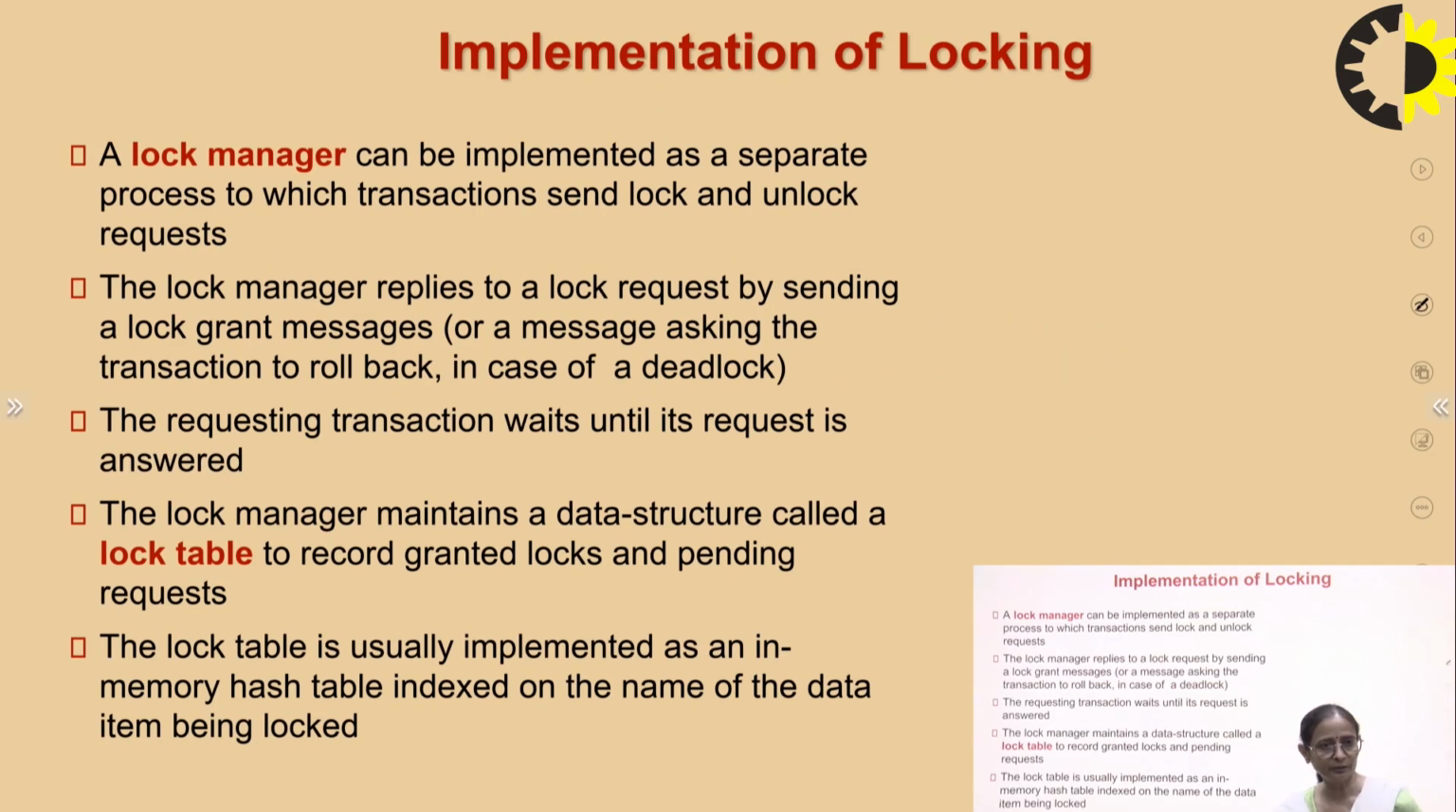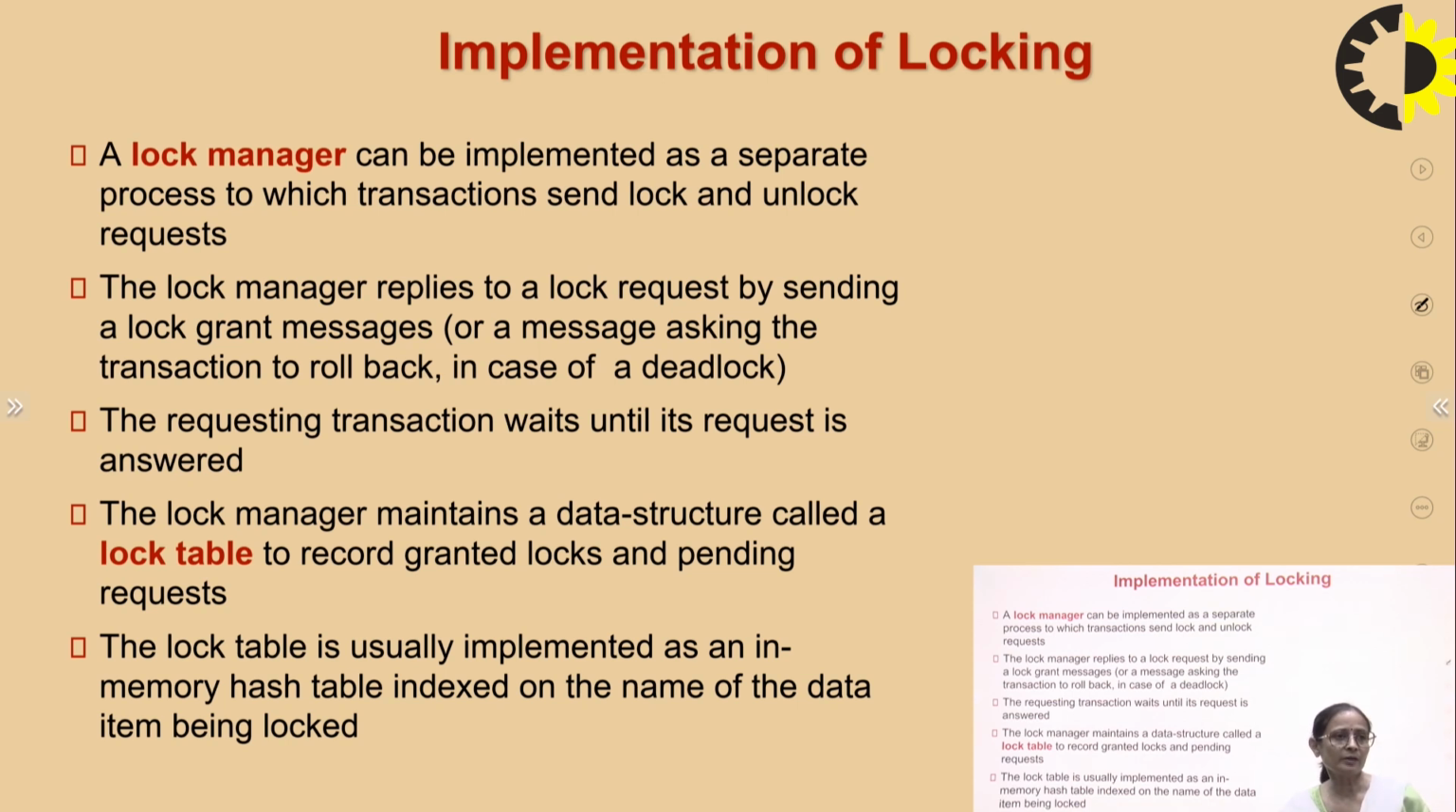How do we implement the lock? A lock manager can be implemented as a separate process to which transactions send requests for locking and unlocking. The lock manager replies to a lock request by sending a lock grant message, or a message asking the transaction to roll back if there is a deadlock.